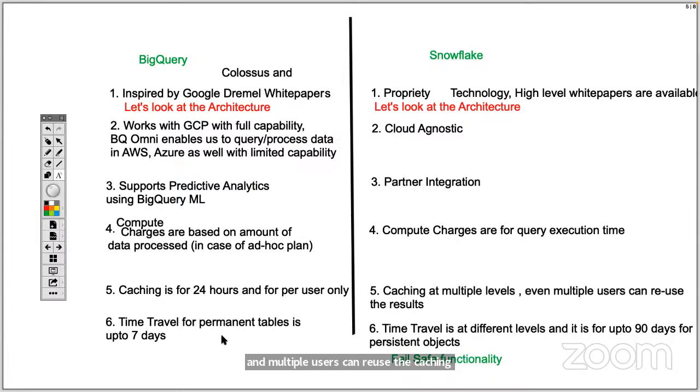And then we have time travel for permanent tables. It is up to 7 days, and then we have time travel at different levels, which is up to 90 days for persistent objects. Time travel is only for tables in BigQuery, but here in Snowflake, we have time travel for other persistent objects also, for example tables, and then we have datasets also, like databases.